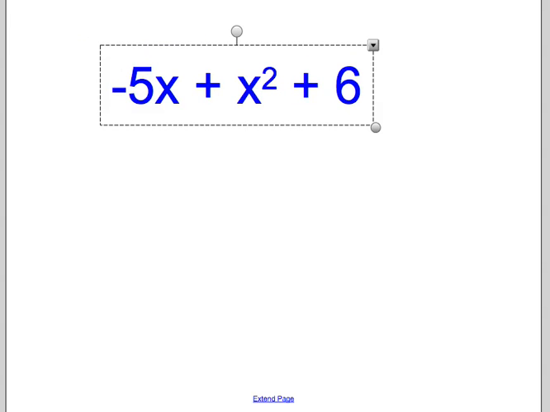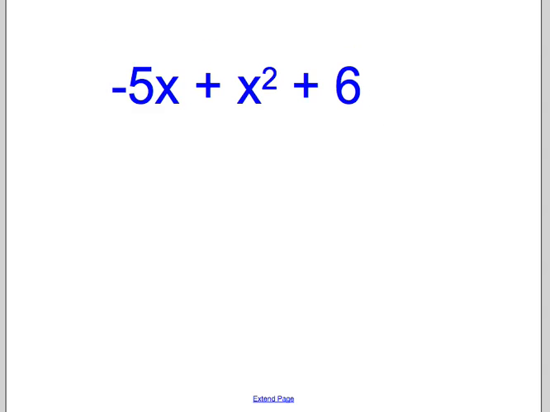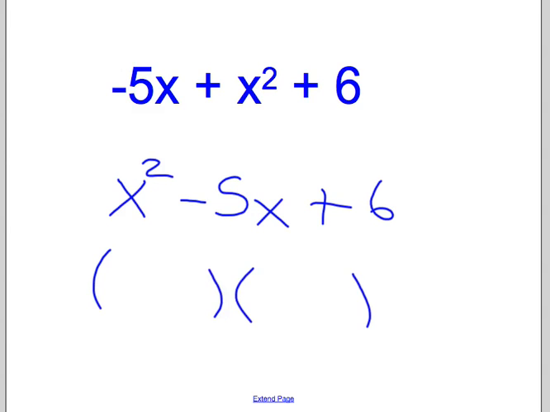Yeah. Okay, this problem has everything in a different order. You shouldn't try to factor this unless it's in descending order. So rewrite it, making sure you keep the signs correct. We need to have our x squared term first, then minus 5x plus 6. Now we're ready to factor it into our two binomials with an x and an x. This time, our second sign is a plus.